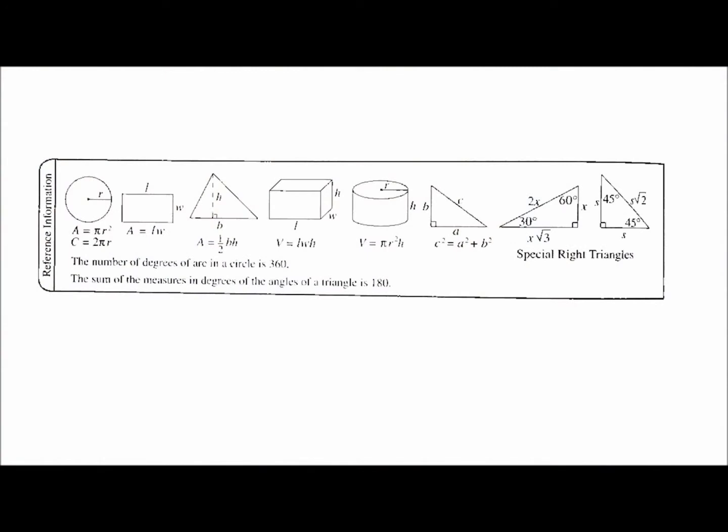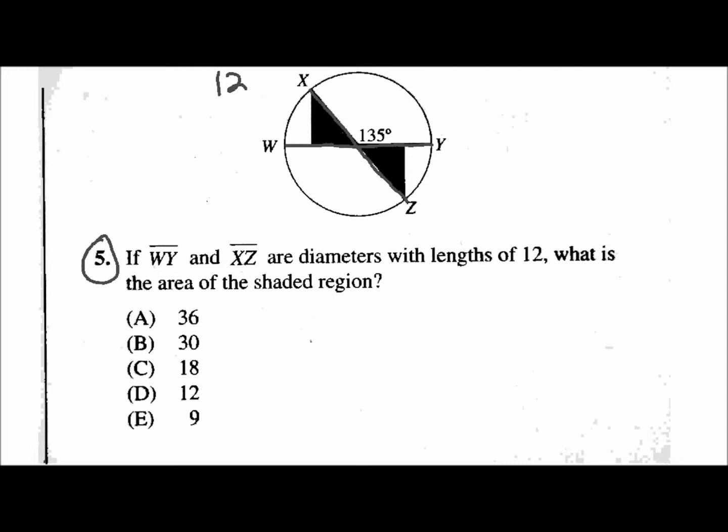Here we see the cheat sheet, and you have the area of a triangle right here, and then you have some special triangles. You see the Pythagorean theorem, circumference, area of the circle. So these are things that you can use as you go through this problem. Let's go back to the problem. Let's see what else we know about this.